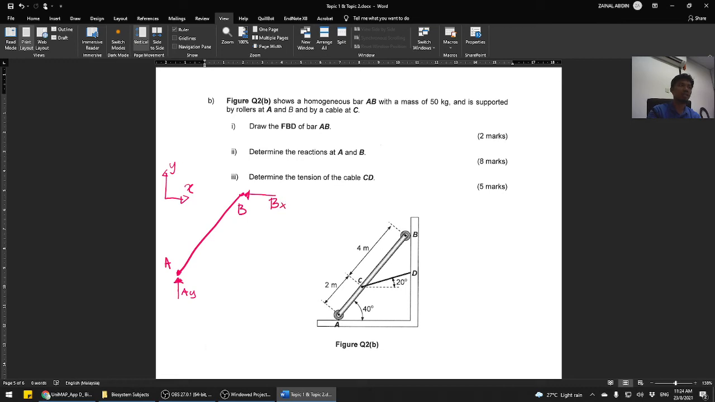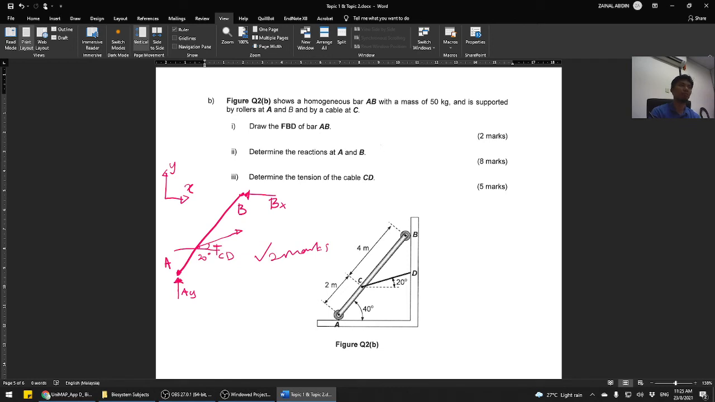And also the tension of the cable from point C to D. This is your tension of cable. Put it as tension CD with an angle of 20 degrees there. So for this drawing or sketching, you get 2 marks easily. Okay, then find the reactions AY and BX.